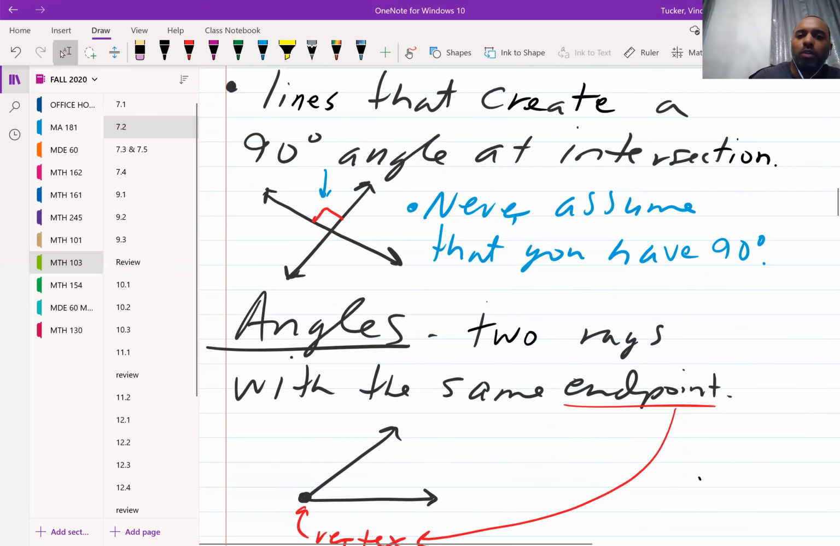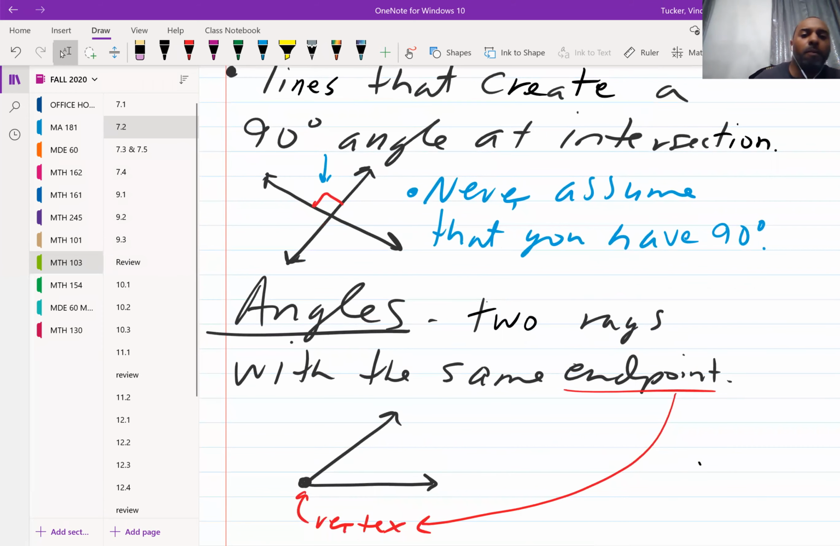Of course, if I scroll up too fast, let me know. Next, we have angles. Two rays with the same endpoint is an angle, and that endpoint is called the vertex.